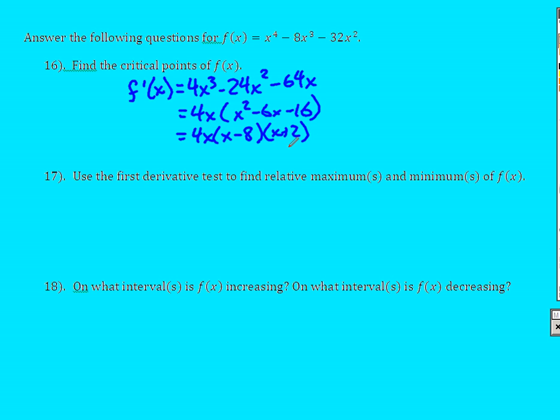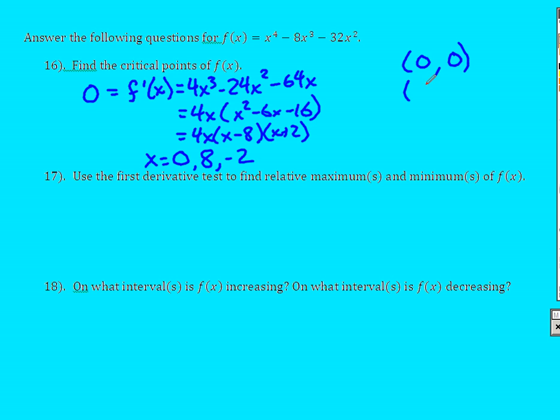To find critical numbers, critical points, I need to set it equal to 0. So x equals 0, 8, and negative 2. To find the points, I need to plug back into my original equation. So my points are, for 0, it's (0, 0).